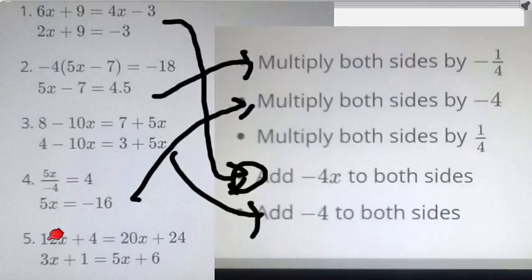And the last one, it looks like this became 3x and this became 5x. 12x to get 3x, I guess you could subtract, or you could also multiply. If you multiplied, oh, it looks like they multiplied. Because 12x, if you multiply by a fourth, a fourth of 12 is 3, a fourth of 4 is 1, a fourth of 20 is 5, and a fourth of 24 is 6. So they multiplied everything by 1/4.